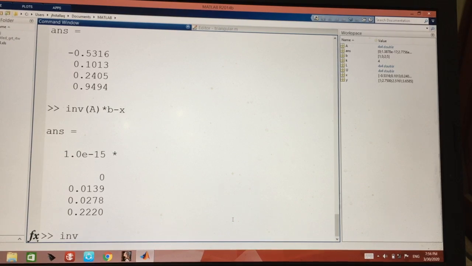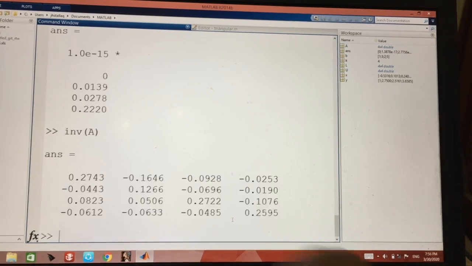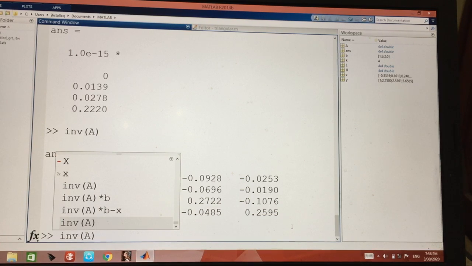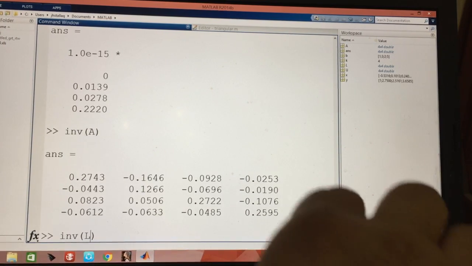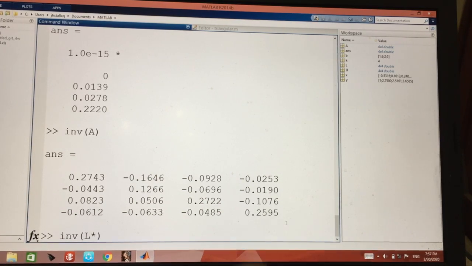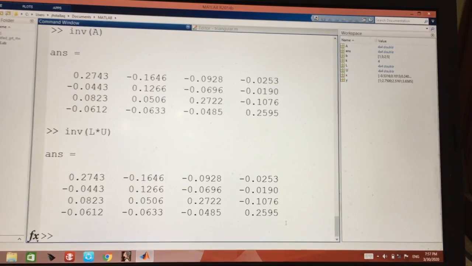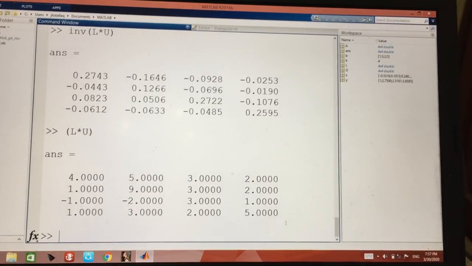The inverse of A should be the same as the inverse of L times U. It should give you the same values, because L times U should equal A, and this is A.